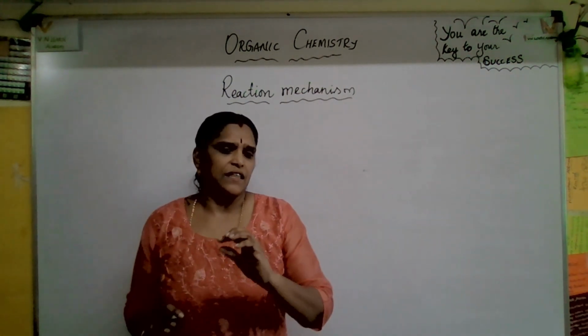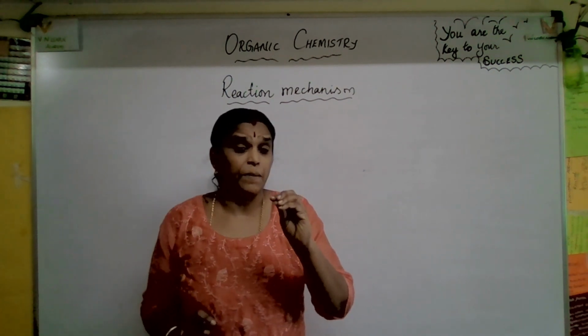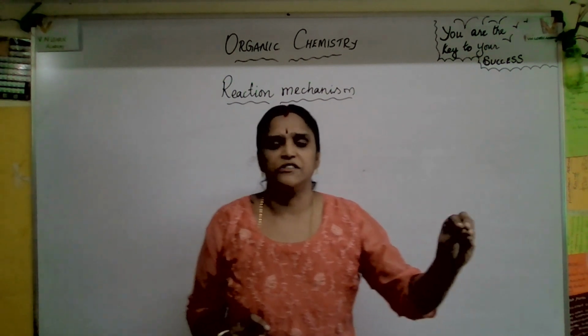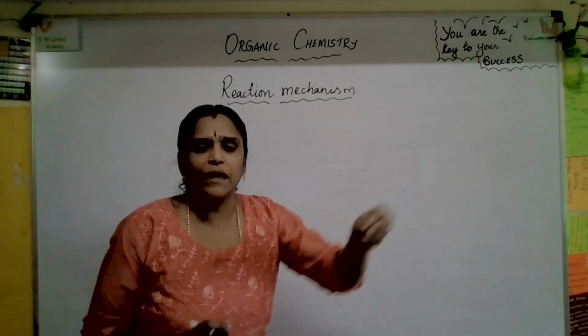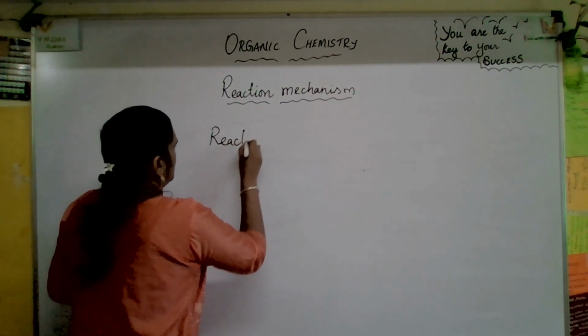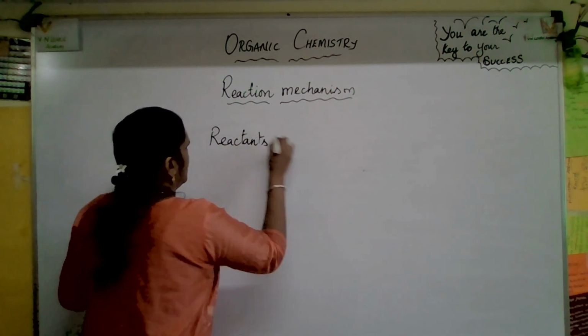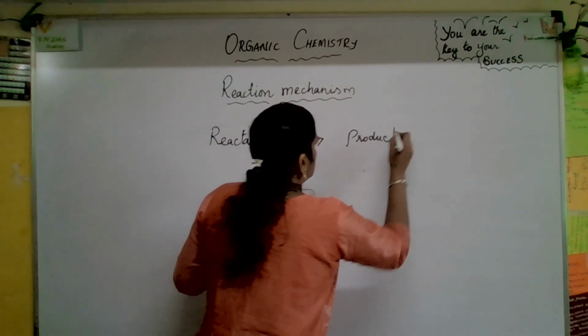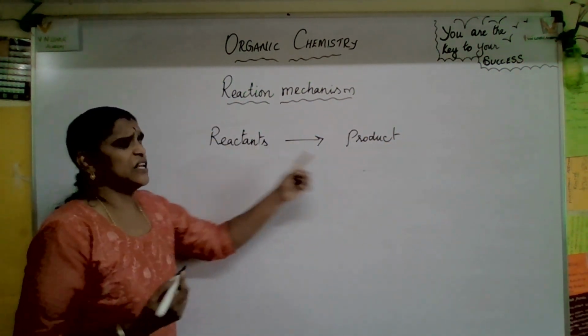Reaction mechanism is nothing but a chemical equation. A chemical equation is a symbolic representation of a chemical change. So what does the chemical equation represent? Here, reactants give product. So that reactant gives product.